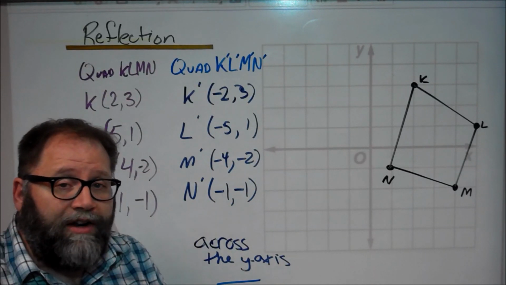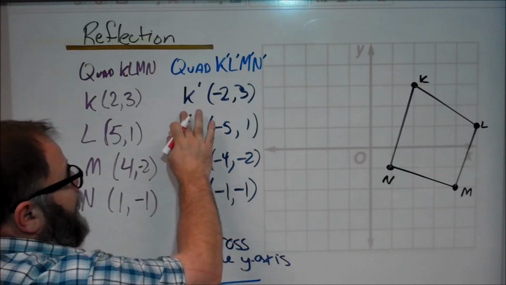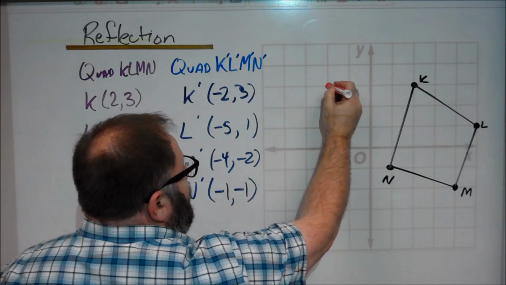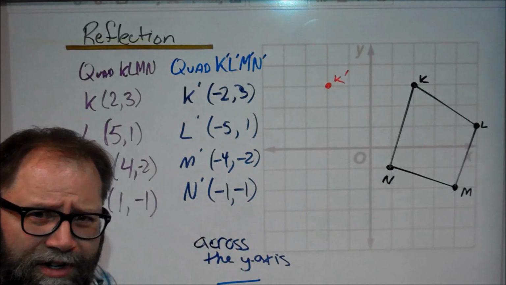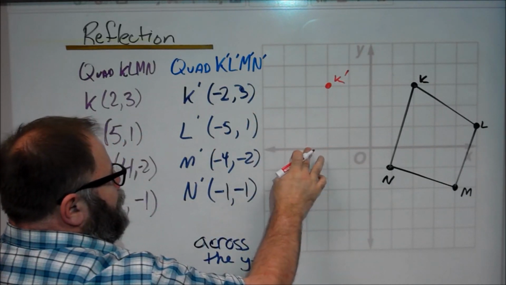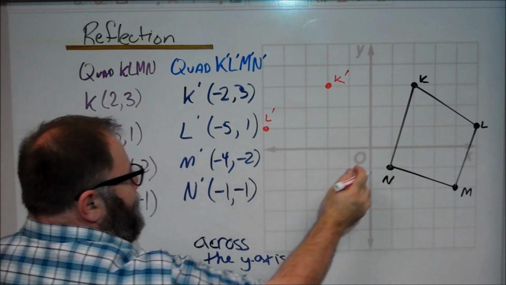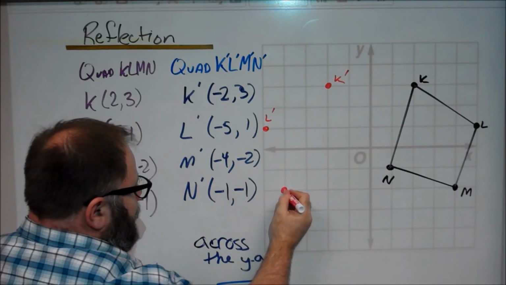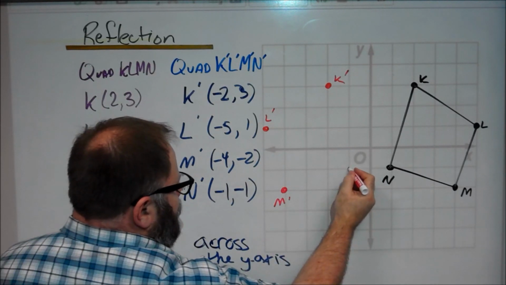I'm going to switch over to a red here so we can see this really clearly. So K prime is at negative 2, 3. 1, 2, 1, 2, 3. Looks like a good start. It's not a good start till I put the prime. So I got to put the prime up there. L prime, negative 5. 1, 2, 3, 4, 5, positive 1. Looking good. M prime, 1, 2, 3, 4, negative 2. Yeah, good. And N prime, negative 1, negative 1.